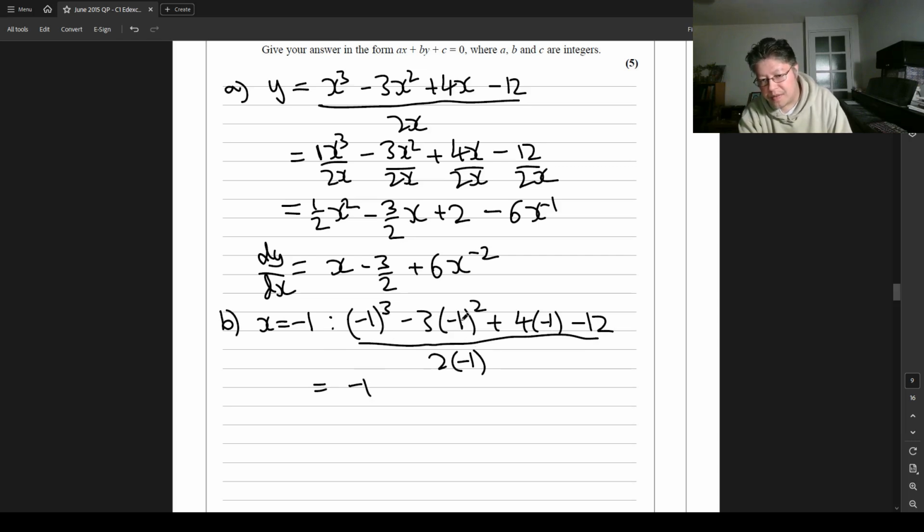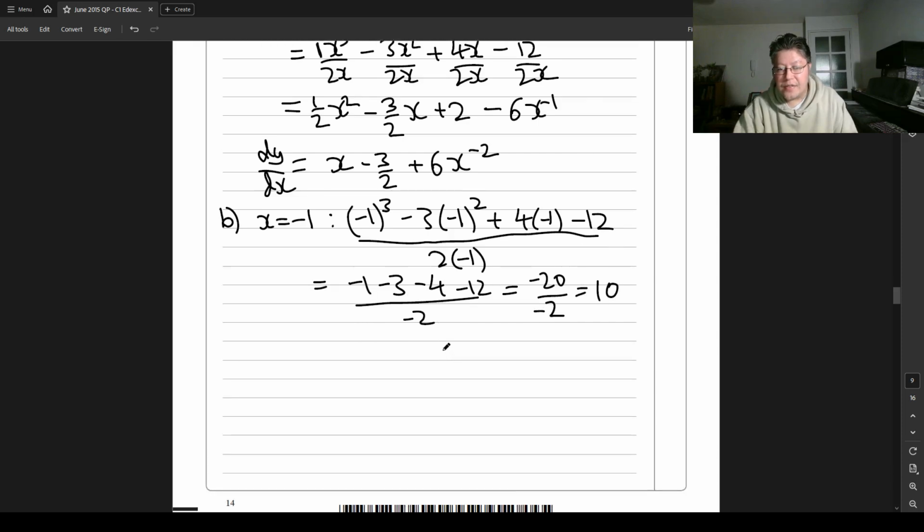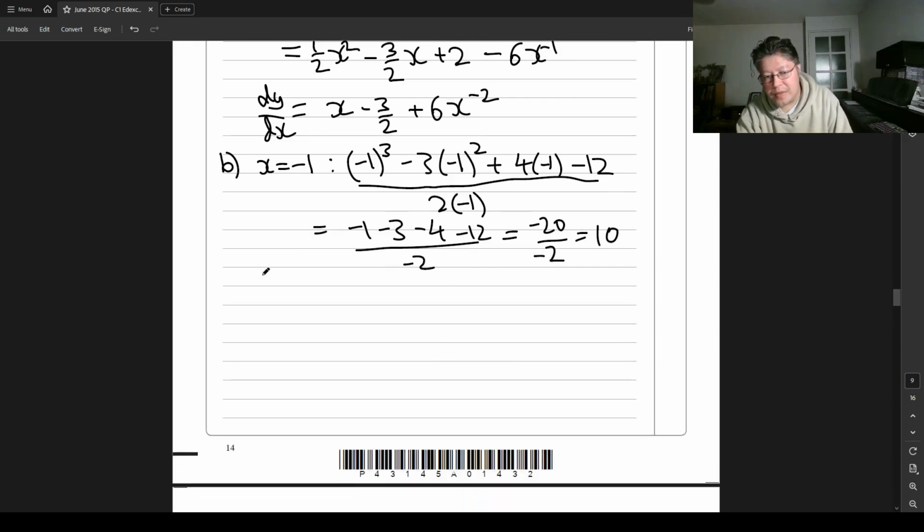This is a 1, because if you square the minus 1 you get a 1, so that's minus 3. That's a minus 4, and minus 12. Over the bottom is a minus 2, so we get minus 12, that's minus 16, minus 19, and that's minus 20. So minus 20 over minus 2 is positive 10. Okay, so we've got a point. The coordinate is going to be minus 1, 10.